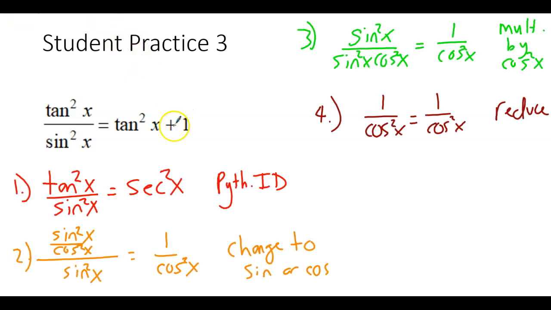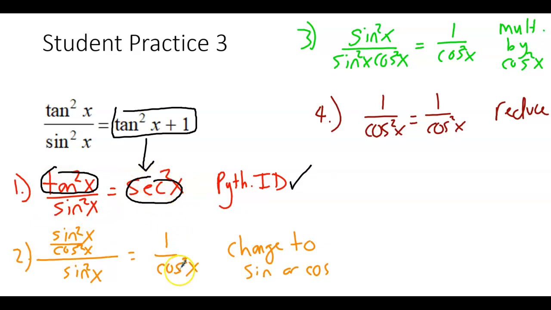All right, guys, so here we go. Step 1, this can be replaced with secant squared, and so that's a Pythagorean identity. Step 2, this can be replaced with sine squared over cosine squared, and this can be replaced with 1 over cosine squared. And that's changing everything to sine and cosine. Step 3, we can get this result by taking this expression over here and multiplying the top by cosine squared x and the bottom by cosine squared x.